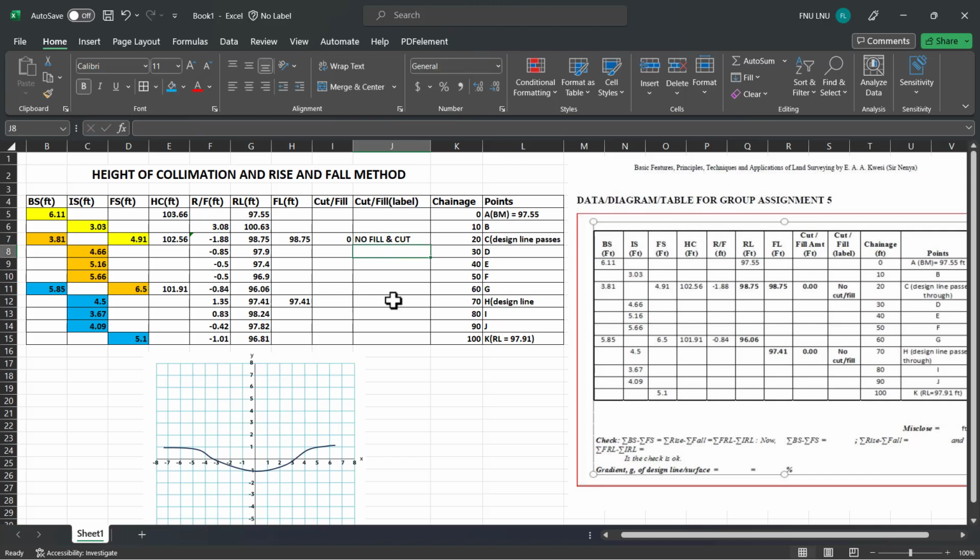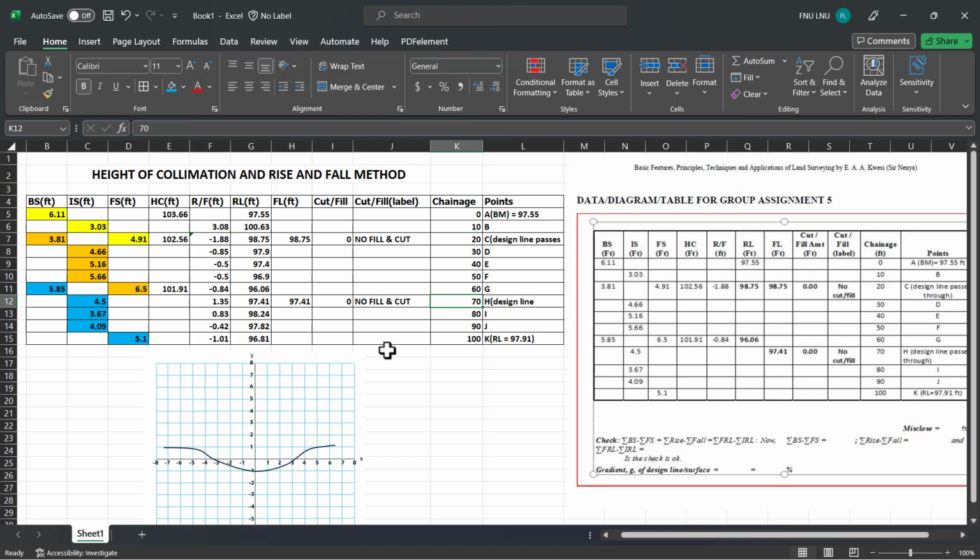When you come here to chainage 70, they gave out the finished level of 97.41, and the reduced level of 97.41. So when you subtract, you will get 0. So here too there will be no fill and cut. How will you get it?